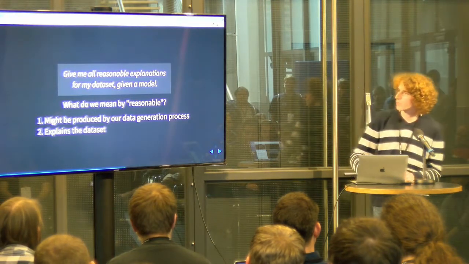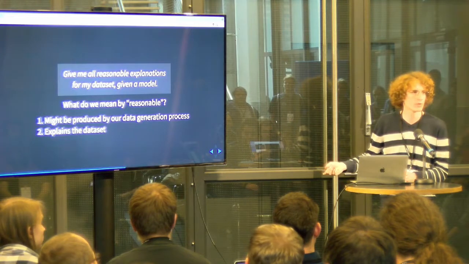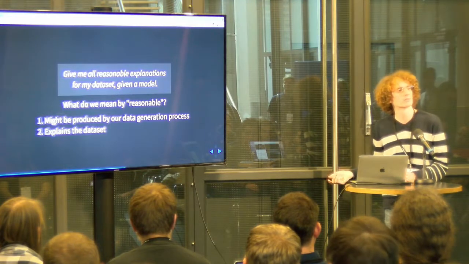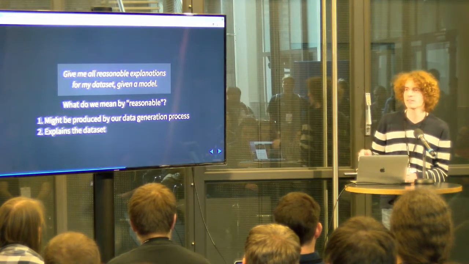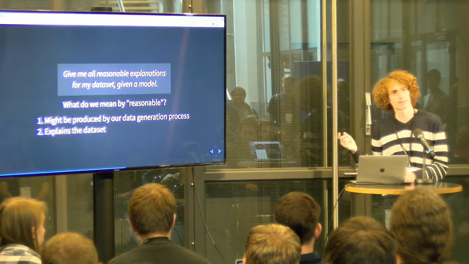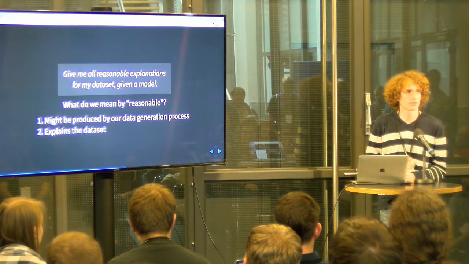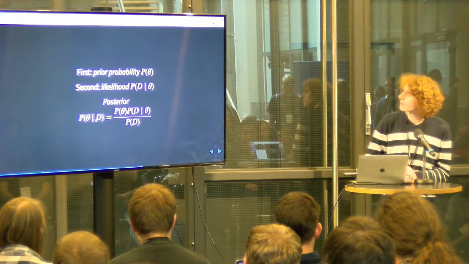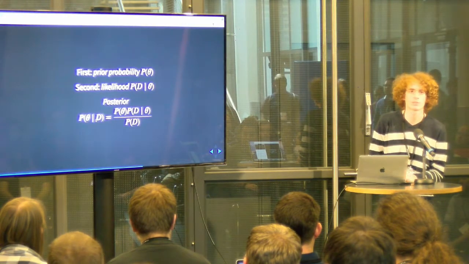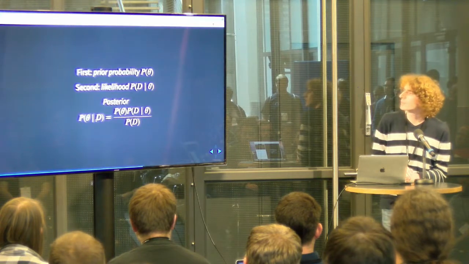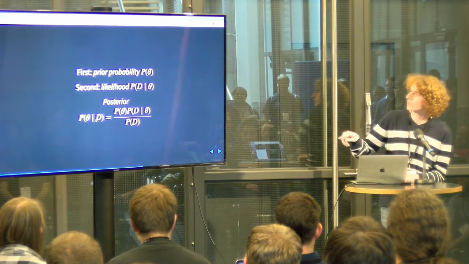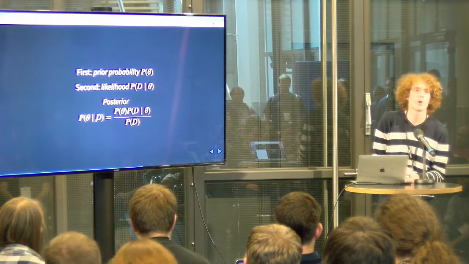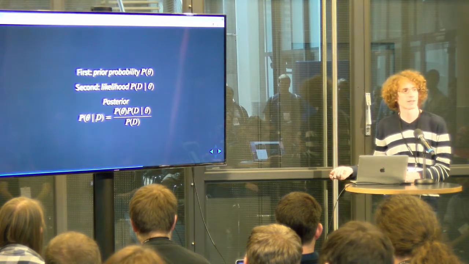So what's the probability that all three parameters were produced by our data generation process, by our model? That's a probability. And how likely is it to generate our actual data set given an explanation? That would be a probability too. So the first probability is called the prior, usually written as just P of theta. And the second one would be the likelihood, the probability of observing the data given our parameters. And what we are interested in now is the probability of our parameters given our data set.